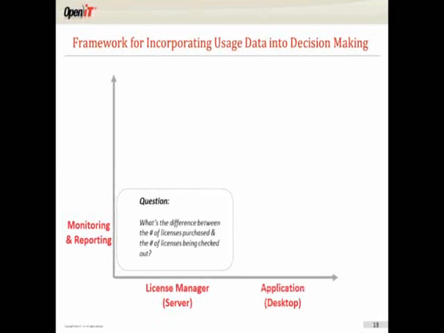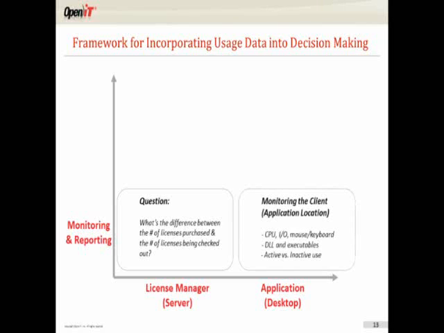Now, we'll often get a question from clients at that point that say, well, okay, now that I've been able to identify the difference between the number of licenses we purchased and the number of licenses that are being checked out, and I've been able to reduce the number of licenses that we're paying for to be the number of licenses that are getting checked out, let me ask a further question. And they'll say, what about the number of licenses that are checked out but are not actually in use?